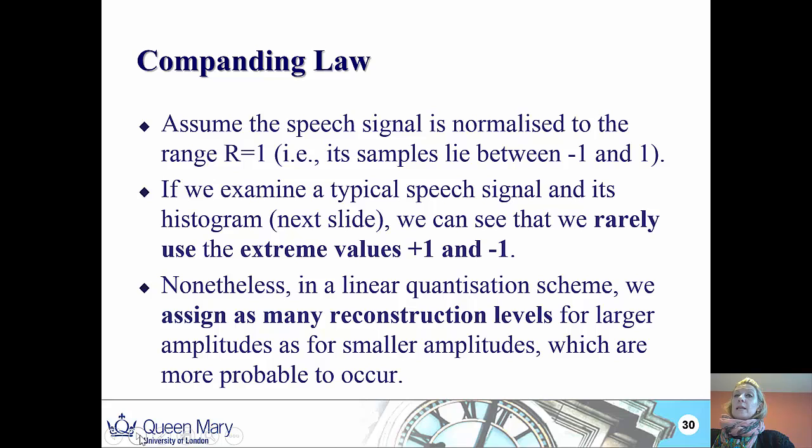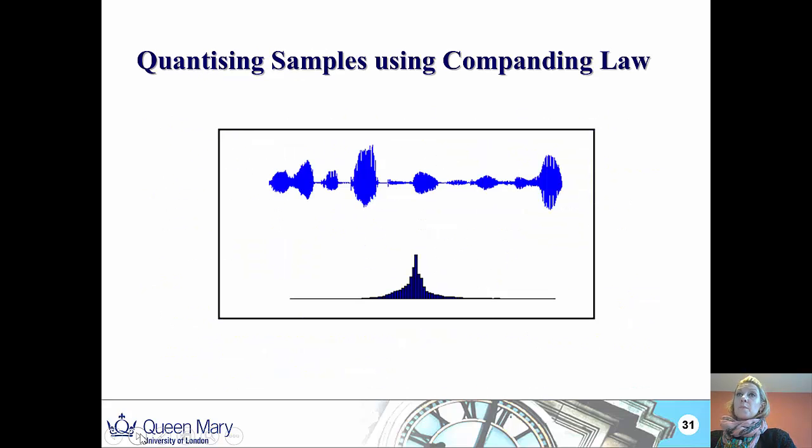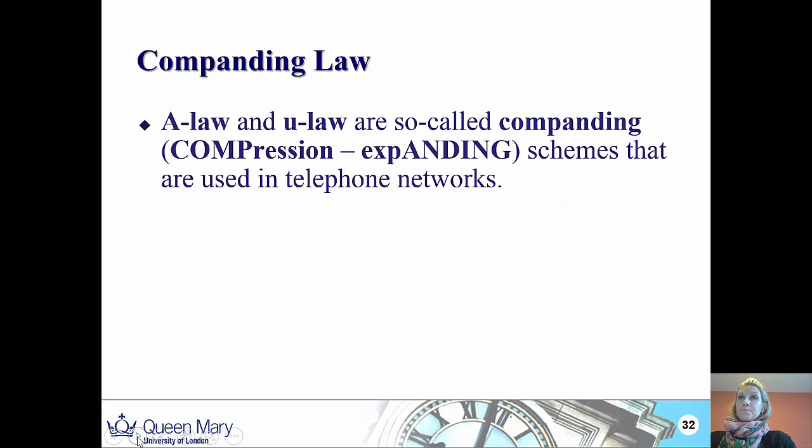So we're assigning as many reconstruction levels for the larger amplitudes as for the smaller amplitudes, which are more probable to occur. You can see that this isn't the most efficient way of digitizing our signal for transmission. This is what we mean when we say that these values at +1 and -1 are less likely to occur in the signal. There's information there that can be exploited in order to communicate the data more efficiently.